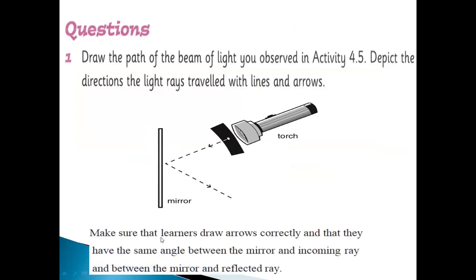So make sure that the learner draws the arrows correctly. You're not making one here and one here. No, it should be like the shape of a V with the same angles, and they should have the same angle between the mirror and the incoming ray from the torch, and between the mirror and the reflected ray.